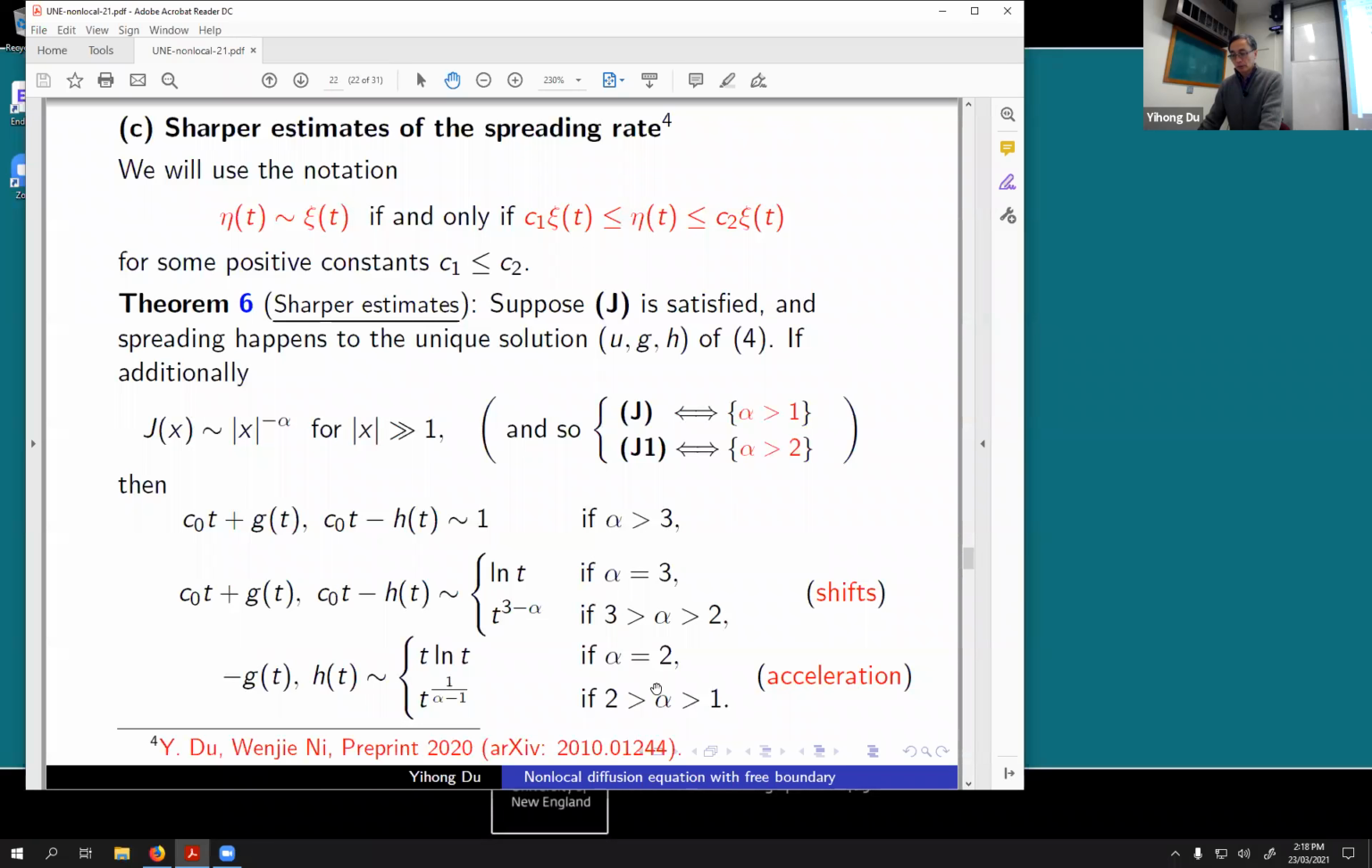And now, in the remaining case, when alpha is less than or equal to 2 but greater than 1, that's this case. If alpha is 2, this is accelerated spreading. This goes to infinity quicker than t, but it's like this. And if alpha is between 2 and 1, it's like that, still faster than t. So accelerated spreading.